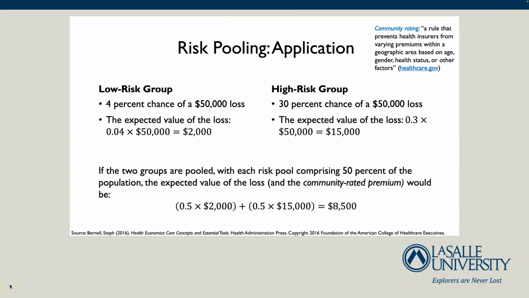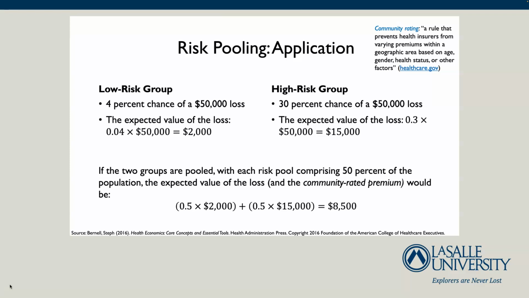Let's take a look at an application of risk pooling. Suppose we have a low risk pool group where individuals in that group have a 4% chance of a $50,000 loss. The expected value of the loss is the probability of the loss, P, equal to 0.04, multiplied by the amount of the loss, $50,000, and that would be a $2,000 expected loss. For a high risk group with a 30% chance of that same $50,000 loss, that would lead to an expected value of the loss of $15,000.